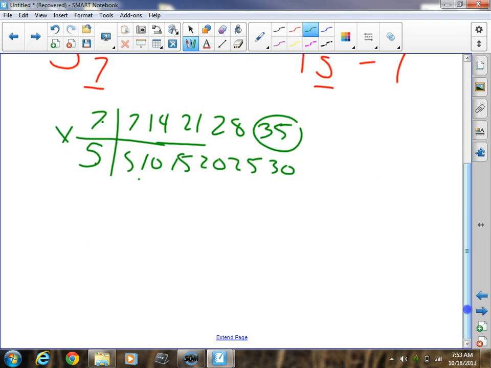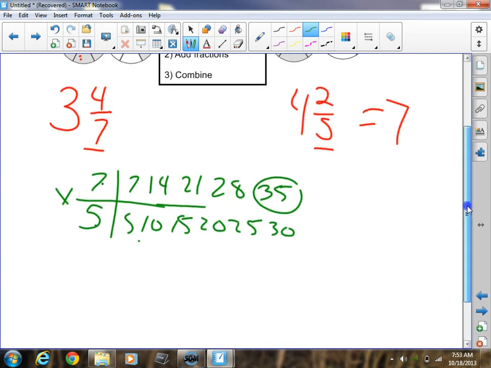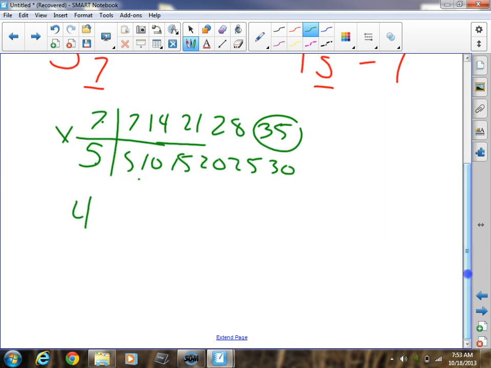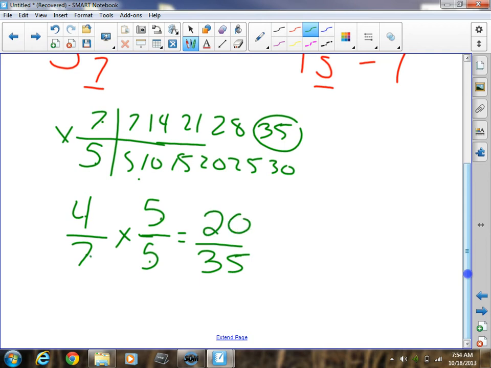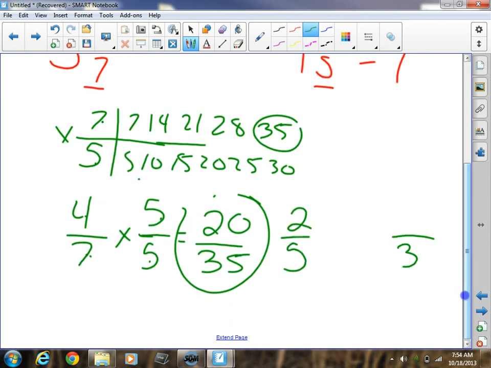So, scrolling back up here real quick, 4 sevenths is my fraction. My denominator is going to be 35, just like I showed you in class today. How do I go from 7 to 35? Well, you multiply it by 5. 5 times 7 equals 35. Whatever I do to the bottom, I must do to the top. So 4 times 5 equals 20. So 4 sevenths is equal to 20 thirty-fifths. Let's do the same thing for the fifths. So I have 2 fifths, and I'm going to 35.